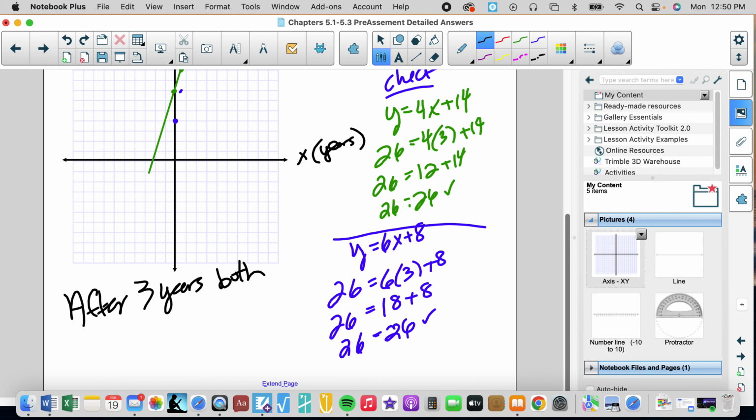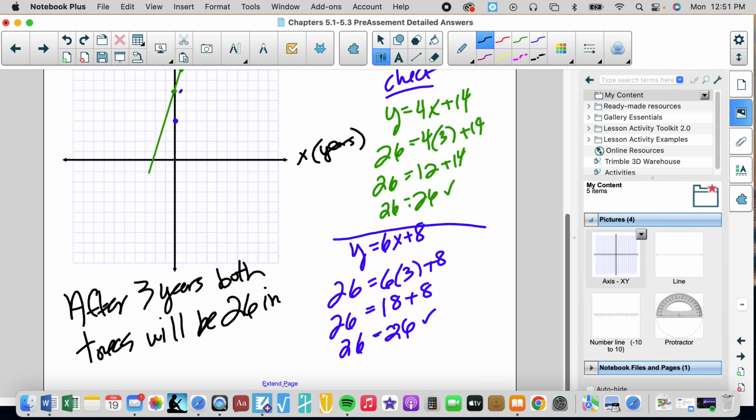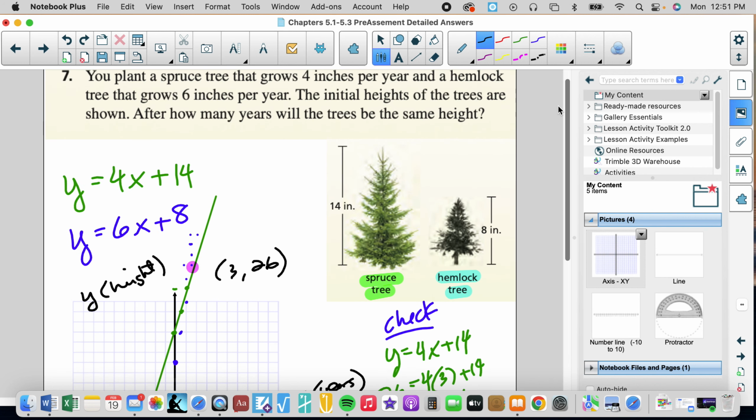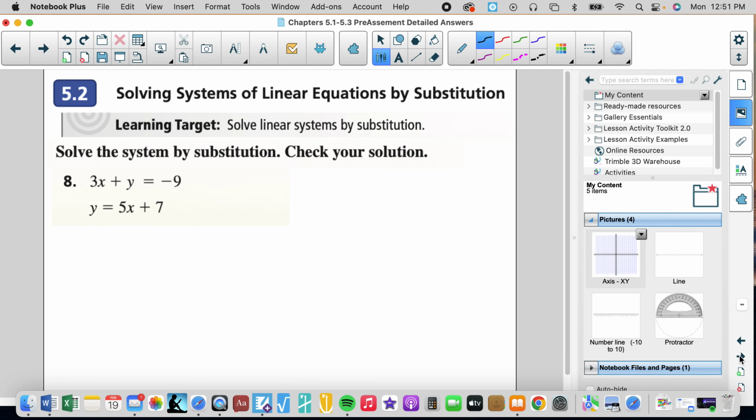So after 3 years, both trees will be 26 feet. Feet? Inches? Inches. Which is just under 3 feet. Okay. I like it. That's when they're going to be the same height. We got that. What number is this? 7? Going through, didn't even check to see. I'm assuming my answers are correct. Let's see, 3 years, 26 inches. Yeah, let's go.